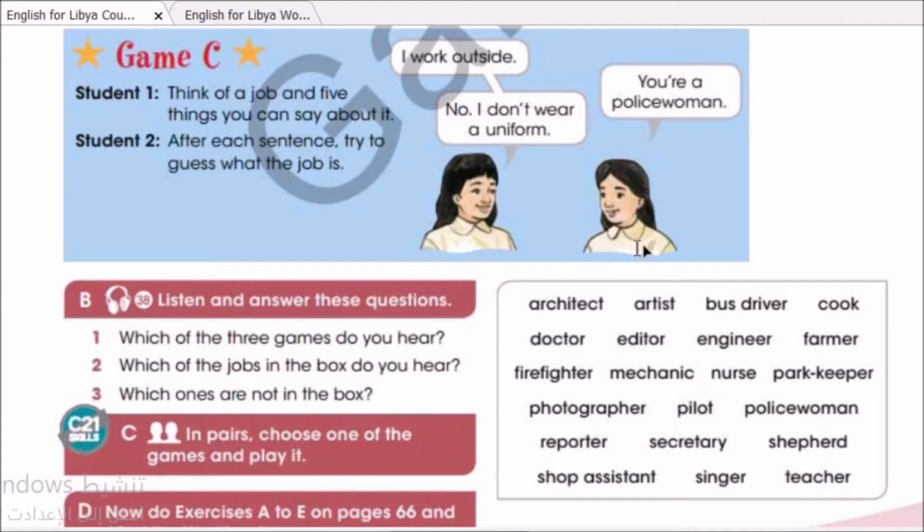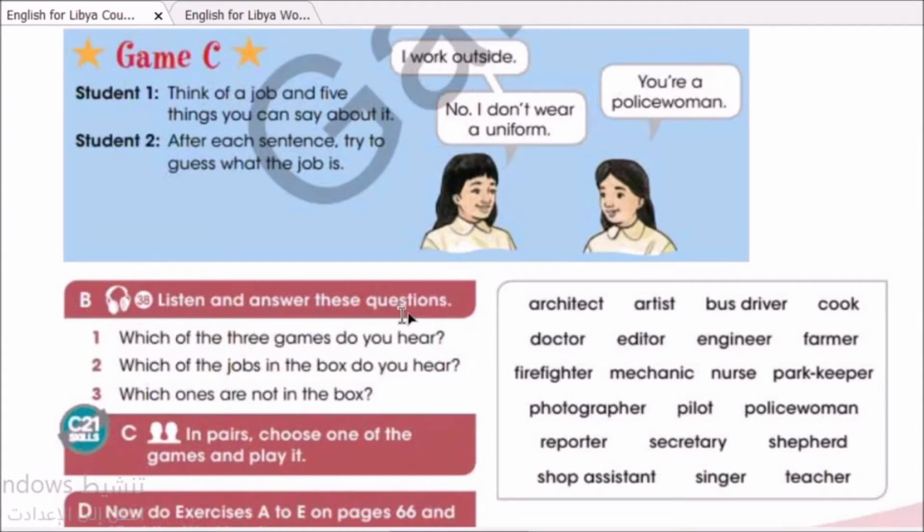The other one said, "You're a policewoman." And then she replied, "No, I don't wear a uniform." So basically, she's leading her to the answer. This is the idea of Game C, leading to the answer by using other clues. Now let's look at Question B.